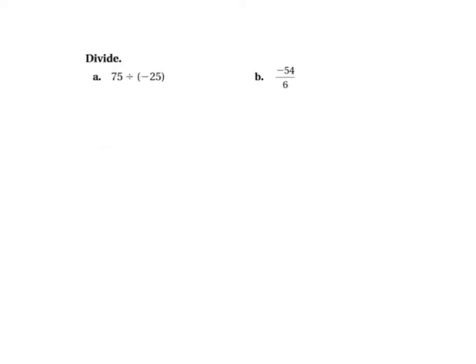75 divided by a negative 25. Positive 75, negative 25. So my answer is going to be a negative. And that would be a negative 3, because 75 divided by 25 is 3.